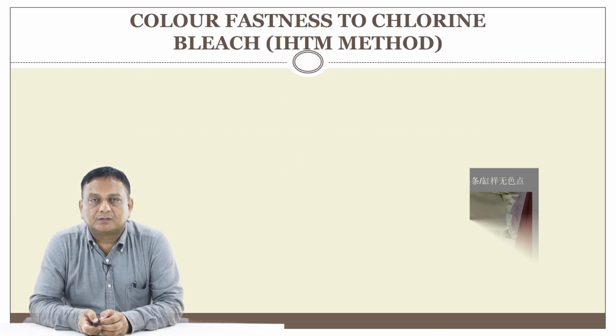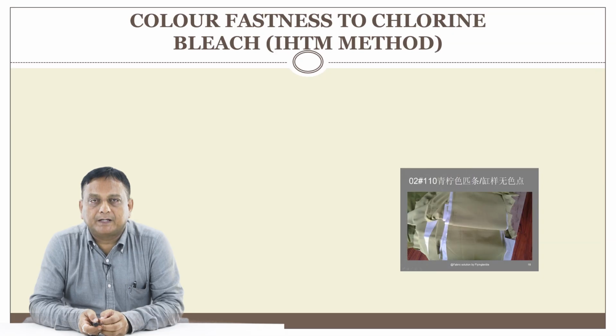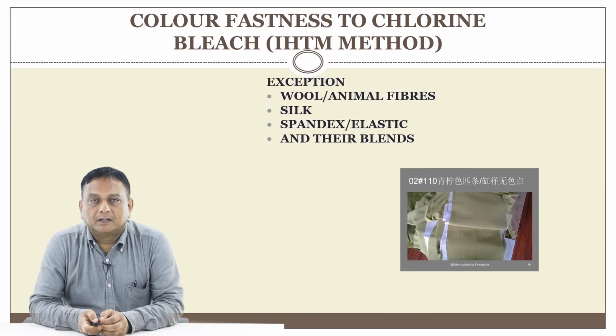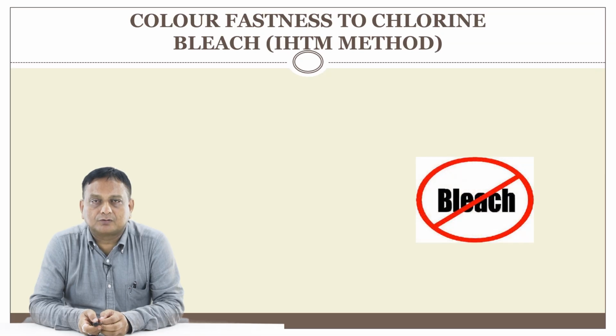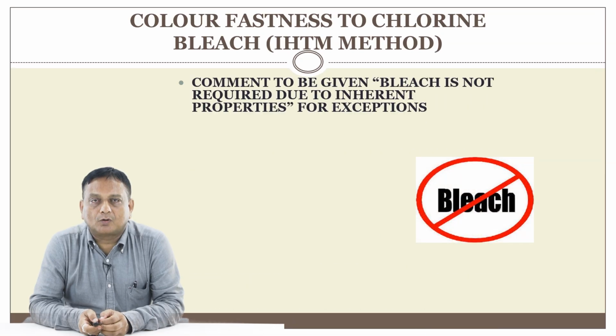Colorfastness to chlorine bleach, that method to be applied, and we should pass that. Exemption is there for wool, animal fiber, silk, spandex and elastic materials and their blends. Now colorfastness to chlorine bleach also needs to be carried out, and a comment to be given that bleach is not required due to inherent properties for exceptions.